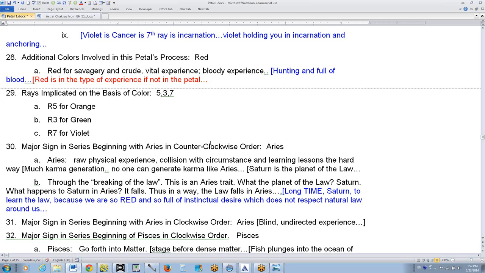But he does start the zodiac with Aries, and he moves in counterclockwise, or the natural order of the signs, and he does move seemingly backwards, clockwise, starting with Aries, and he also starts with Pisces, which in a way is a first sign. Now there's a major sign in the series beginning with Pisces in the clockwise order. Okay.